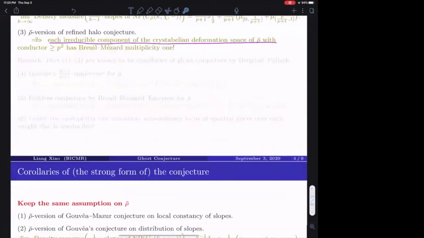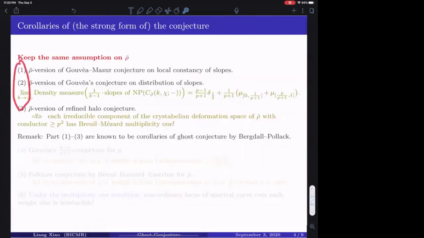I also want to make a remark that parts one, two, three were known to be corollaries of the ghost conjecture by the work of Bergdall and Pollack.